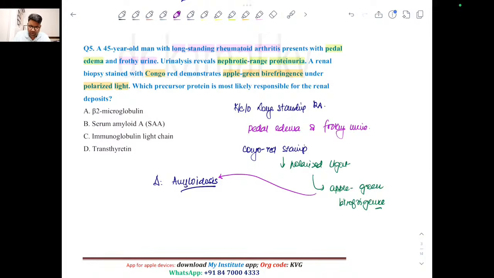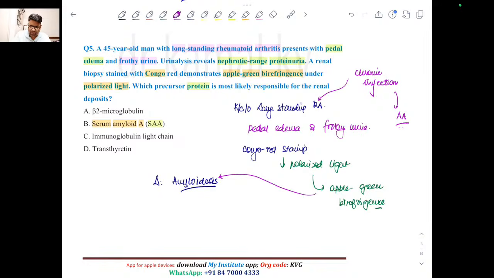Now we have to identify what type of protein you will see in this case. Now remember, this is a long-standing case of rheumatoid arthritis. So it means it is a chronic infection, or you can say a condition with chronic inflammation. So in such cases the answer has to be serum amyloid A. So if you know the type, it is AA.